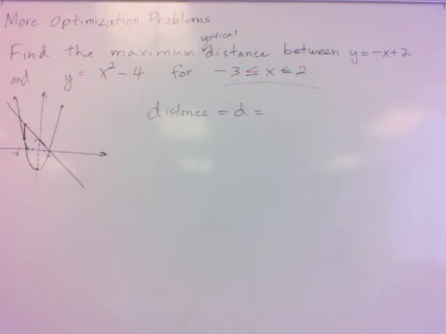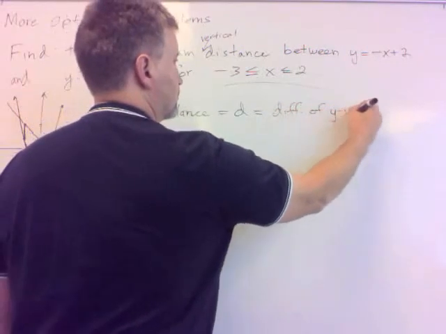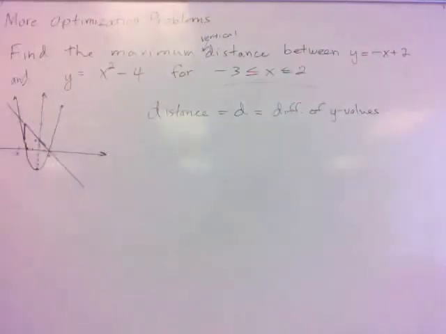Well, what kind of equation would that be? Wouldn't that be the change in the y's, the difference of the y's? The difference of the y value. So this vertical distance is just the difference of the y values. The y value of the line minus the y value of the parabola.